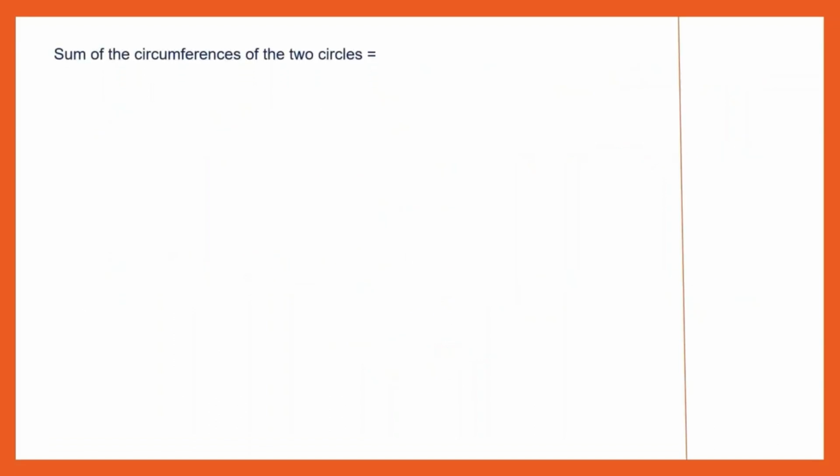So now let's find the sum of the circumferences of the two circles. Now, what is the circumference of the first circle? It is 660 by 7 centimeters, and the second circumference is 352 by 7 centimeters. So we have to find the sum of the circumferences of these two circles. Now, if you look carefully, these are like fractions because they have the same denominator. So to add such fractions, you simply have to add the numerators. So let's add up 660 and 352.